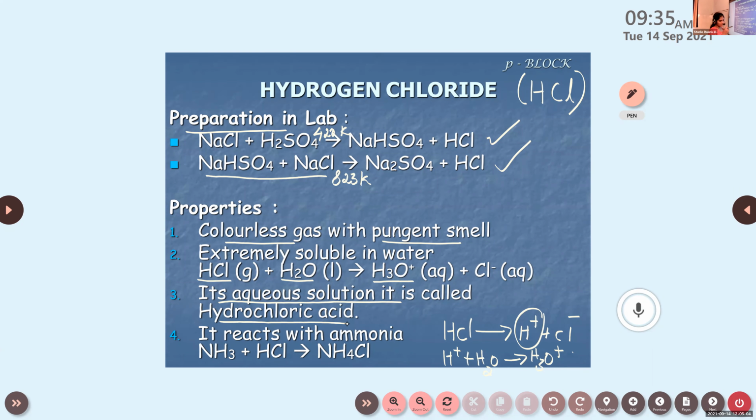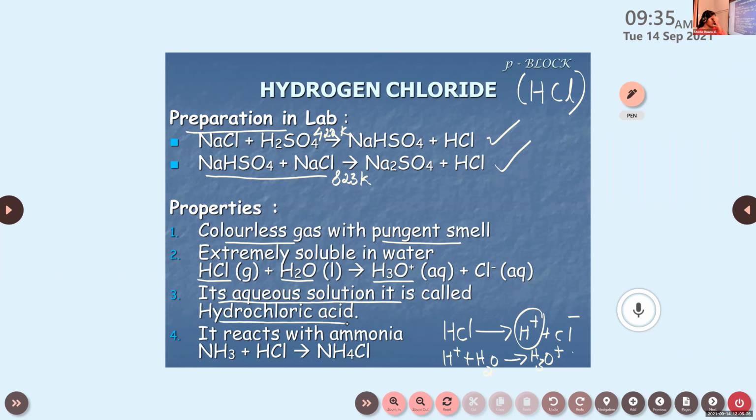And one more thing, it has a high value of dissociation constant. In this hydrogen chloride, it has a high value of dissociation constant. That means it's a strong acid. High value of dissociation constant means it is always ready to dissociate into the form of ions, H plus and Cl minus.